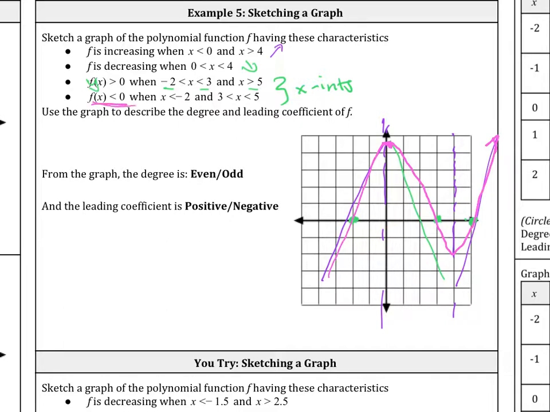So when is it below the x-axis? That's when x is less than -2. This is definitely below. And when x is between 3 and 5, that is definitely below. So now that we've done this graph, I know it's pretty challenging. We can tell if the degree is even or odd. So the directions of the ends are going opposite directions, so therefore we know it's odd. And the leading coefficient, since it's going up on the right, we know that it's positive.